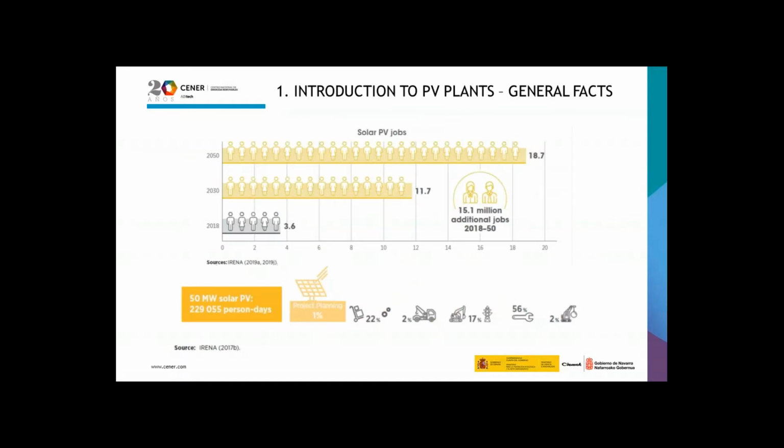From the social economic point of view, the solar PV industry employed 3.6 million people worldwide in 2018, and this number is expected to rise further than 80.7 million people by 2050. As an example, distribution of human resources and occupational requirements along the value chains for a 50 megawatts photovoltaic plant is presented.